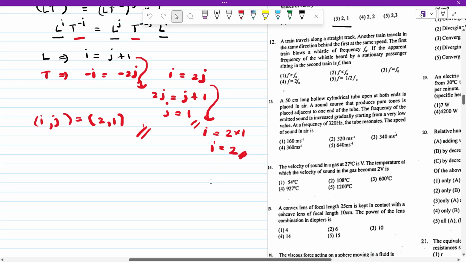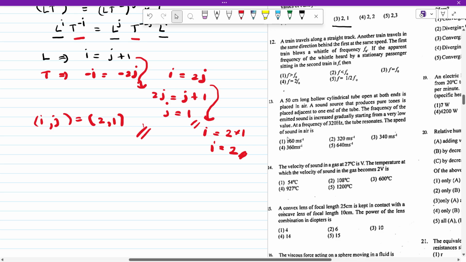Now we move on to question number 12. A train travels along a straight track. Another train travels in the same direction behind the first at the same speed. The first train blows a whistle of frequency F0. If the apparent frequency of the whistle heard by the stationary passenger sitting in the second train is F.